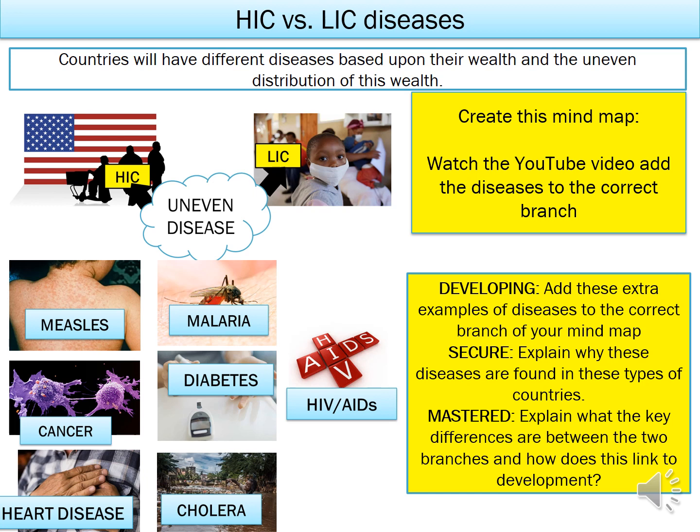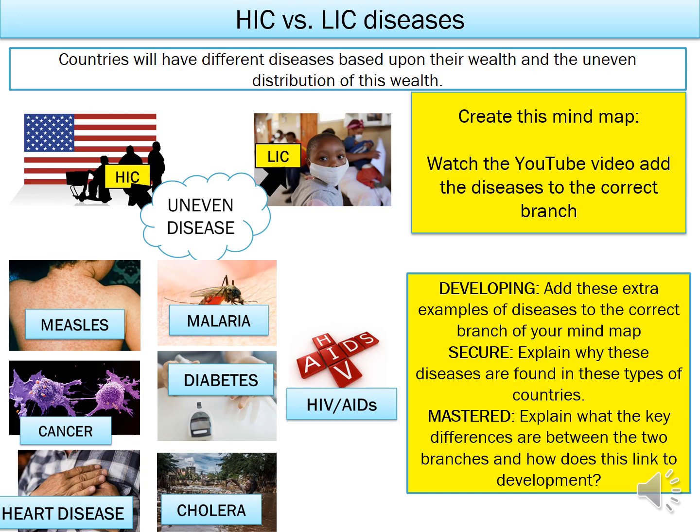For secured, I want you to then explain these diseases and why they are found in these types of countries. So again, if we use measles as an example, why is measles found in either HIC or LIC countries? So measles is found in LIC countries because, and then you just explain why you'd find them in that country.